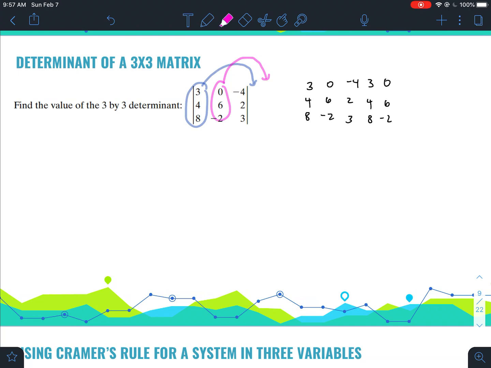And then you take all the diagonals running from left to right and multiply those terms. I'm going to multiply all of those and then add them together. So add and add. I'm going to take 3 times 6 times 3, plus 0 times 2 times 8, plus negative 4 times negative 2. And so I would get 54 plus 0, and then 8 times 4, so plus 32.